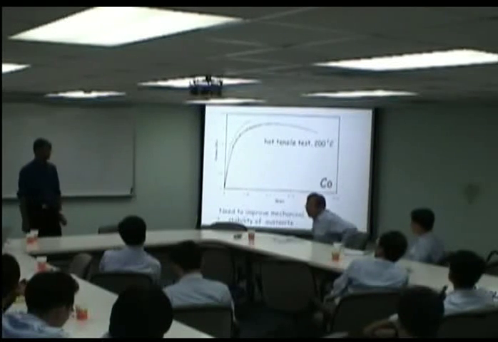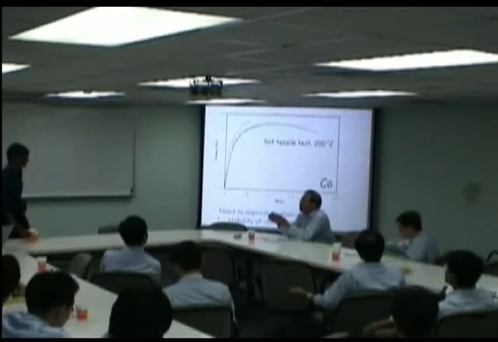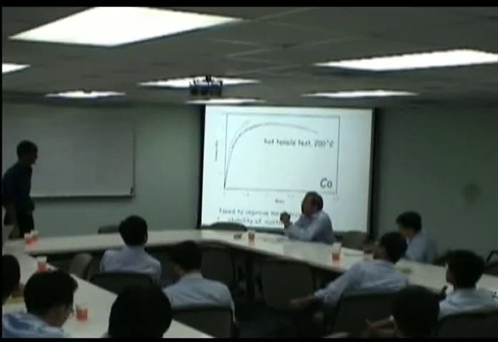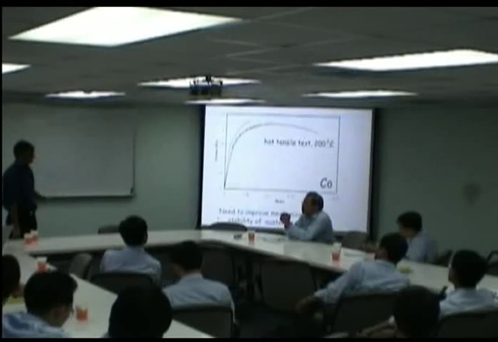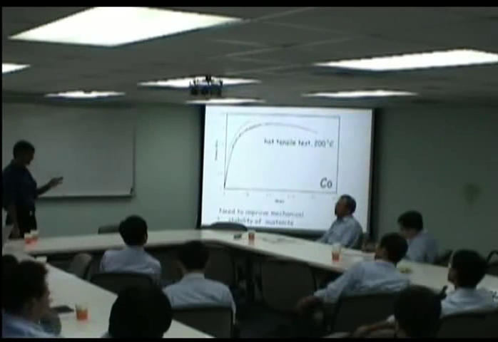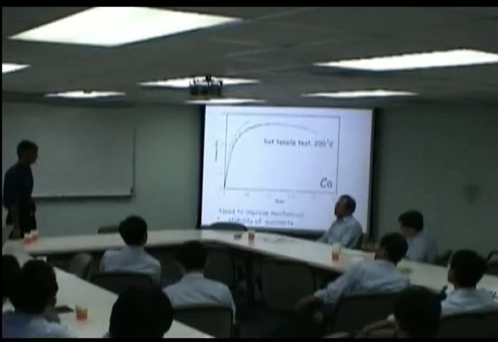The other way is to get the austenite as small as possible. You get it more stable. You're absolutely right. The finer the austenite, the more stable it is to martensitic transformation.